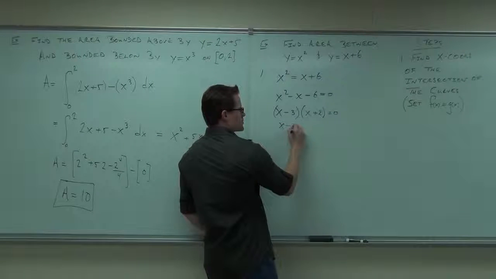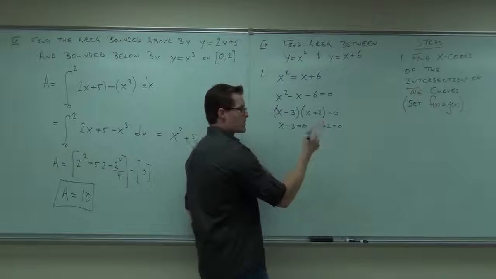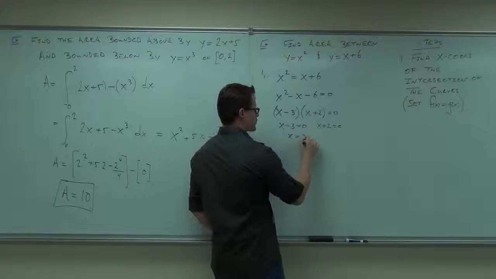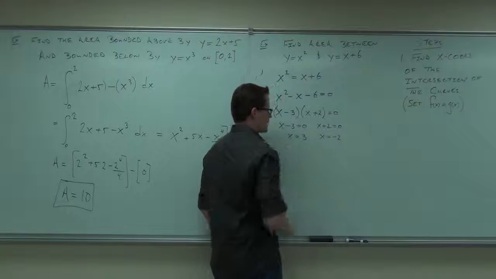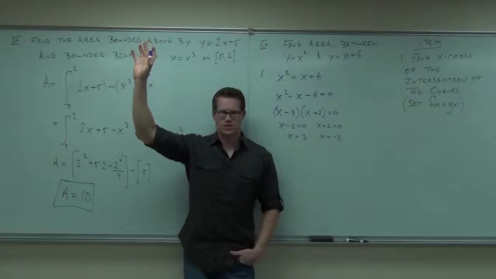That means x minus 3 equals 0. x plus 2 equals 0. Stop me if I make a mistake, by the way. You're allowed to do that. 3 and negative 2. How many other people got down to that far? Okay, so your algebra still checks out, right?